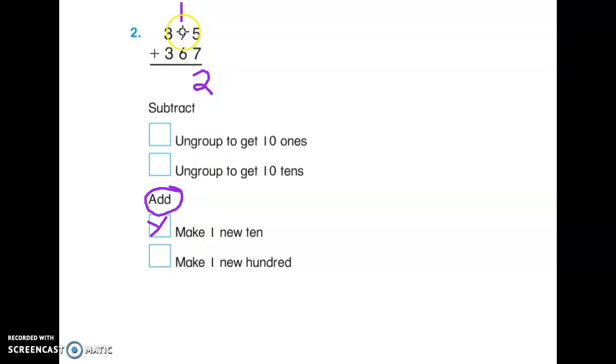Now I add my 10s. 9 plus 1 is 10, plus 6 is 16. So I draw my 6, draw my 10 for 16. I ended up making a new 100. I would write yes again. And then I add my hundreds. 3 plus 3 is 6, plus 1 more is 7. So I got my answer of 762.